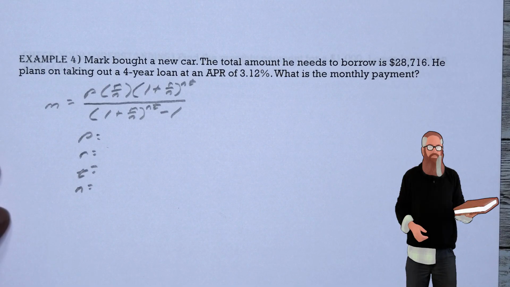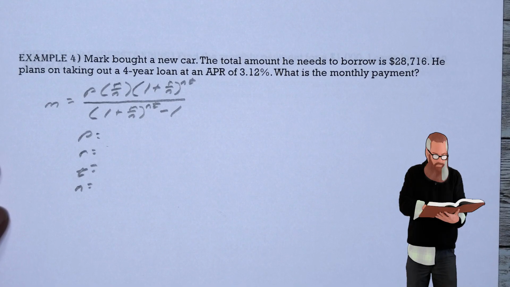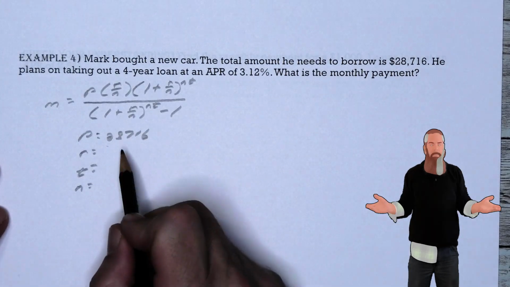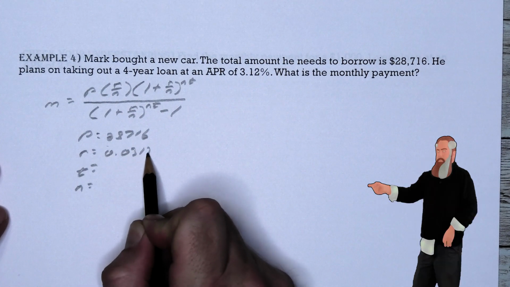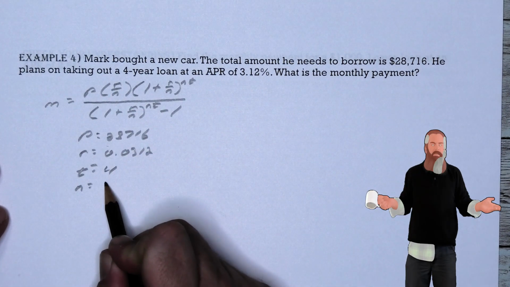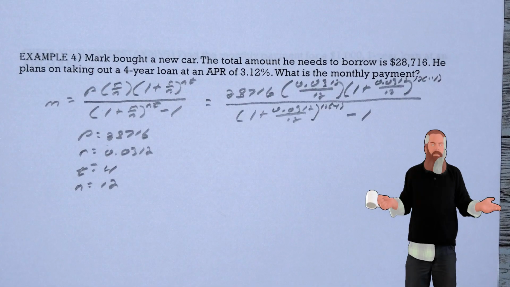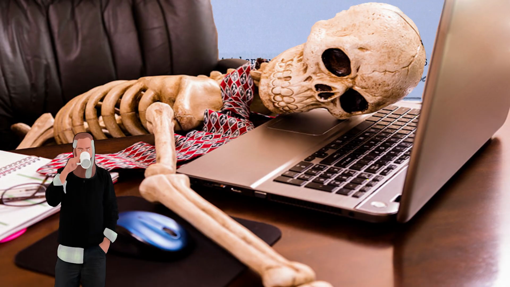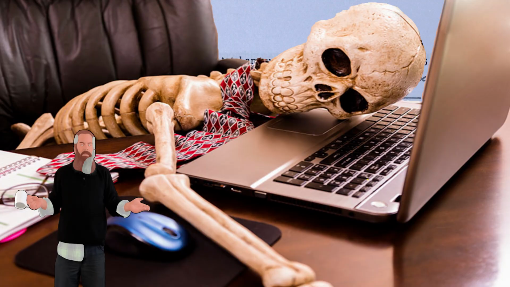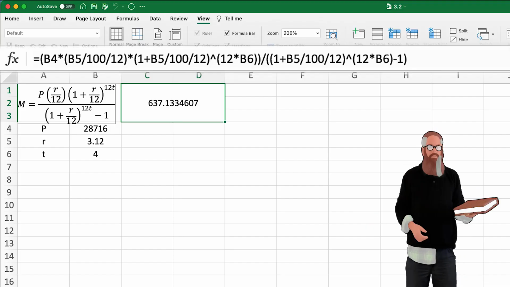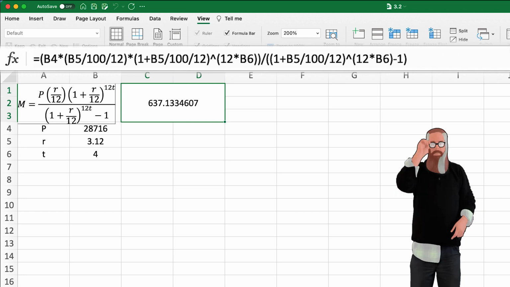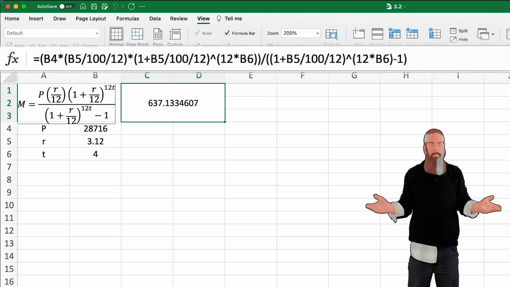The first thing we need to start with is that monthly payment formula. The principal amount being borrowed is $28,716. The rate is 0.0312, 4 years, and it is monthly compounding. Now we fill in all of the values into the formula and we use our calculator, or we use a spreadsheet. In the command bar, you can see everything that I typed in order to calculate this. This is going to allow me in the future to just make alterations to a loan and figure out the monthly payments very quickly and easily.